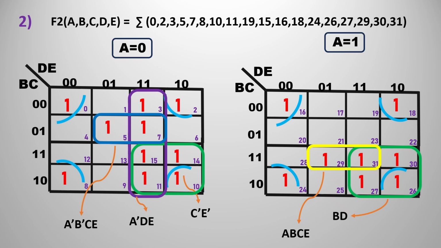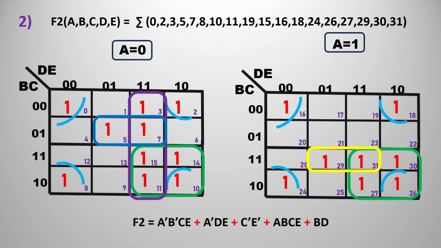In this, A is involved because A is equal to 1. So according to SOP, that is A only. Then BCE according to the 4 variable K map. So if you add all of them, the final output expression would look like that.